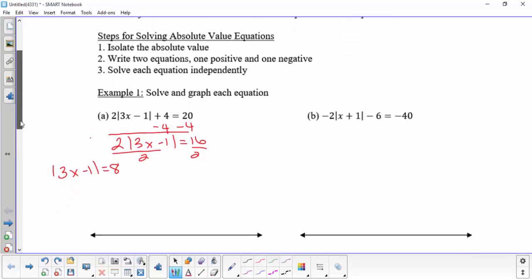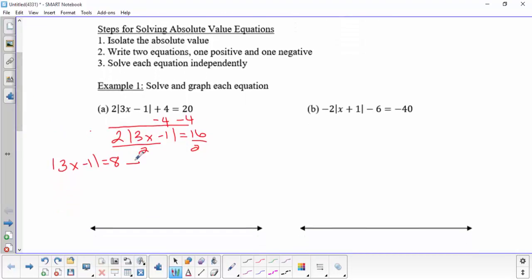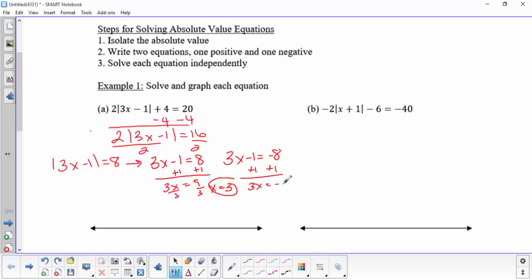Now that we have the absolute value isolated is when we write our two equations. So our first equation is the positive one, 3x minus 1 equals 8. Our second equation is 3x minus 1 equals negative 8. So we'll add 1 to both sides. So now we have 3x equals 9. Dividing by 3, we get x equals 3 for our first solution. Our second solution, if we add 1, we get 3x equals negative 7. Divide by 3. So x is negative 7 thirds.